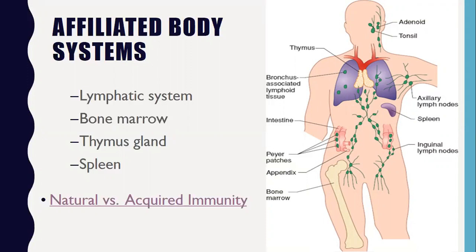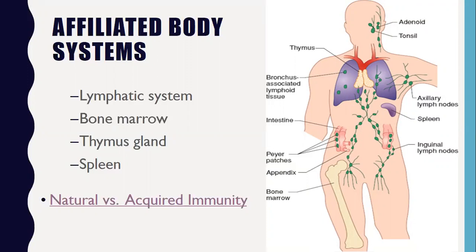The spleen acts like a filter. It removes old and injured cells that have been destroyed, the red blood cells that have been destroyed. And then it also holds a concentration of white blood cells, T cells and B cells. And then it also stores platelets.